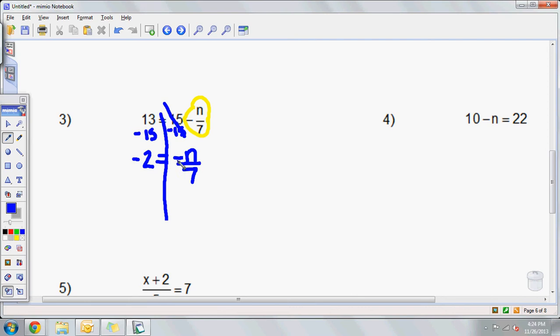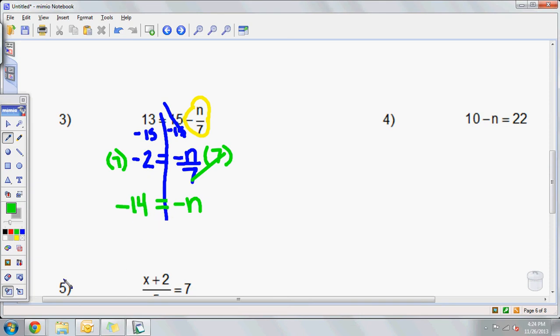All right? So now it's a one-stepper, so I want to get rid of this 7. So it's being divided, so I'm going to multiply 7 on both sides. So I'm left with negative n is equal to negative 14.